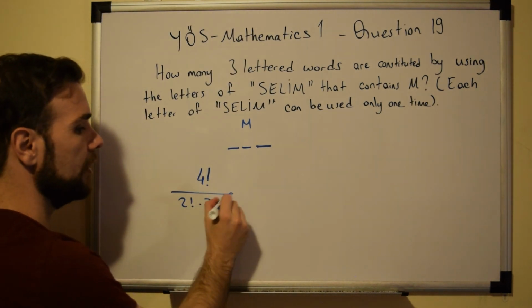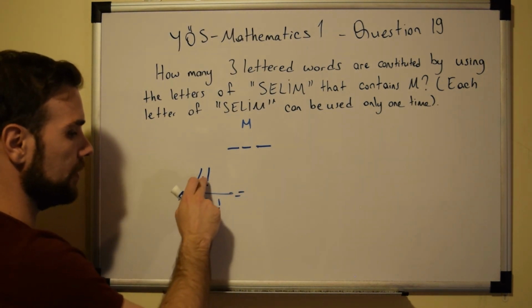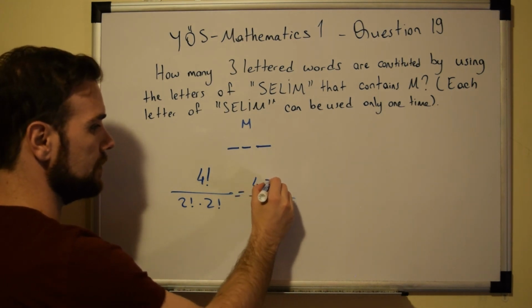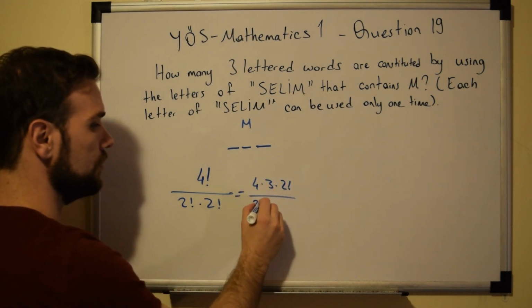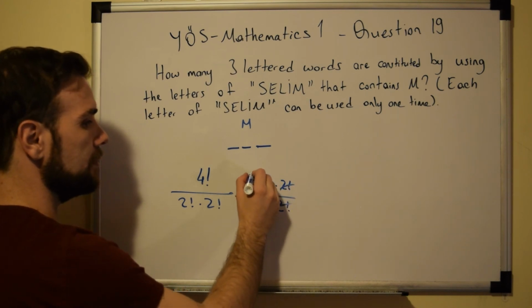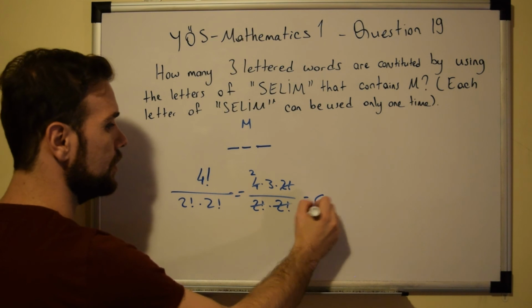So we have 4 factorial over 2 factorial times 2 factorial. So what do we have here? 4 times 3 times 2 factorial over 2 factorial times 2 factorial. So these cancel, this simplifies. We have 2 times 3, which is equal to 6.